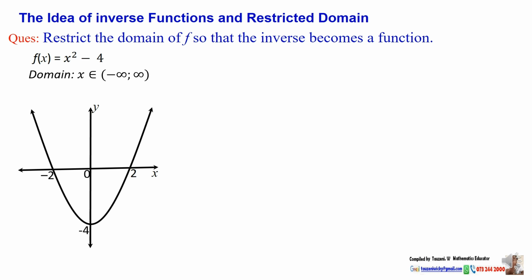So in this particular section, let's quickly talk about that. The question may ask you to restrict the domain of the function so that the inverse becomes a function. What does it mean? If a graph is drawn, let's say I've got this one here, f of x equals x squared minus 4. The domain of this graph is from negative infinity to positive infinity. That is the domain of the function.